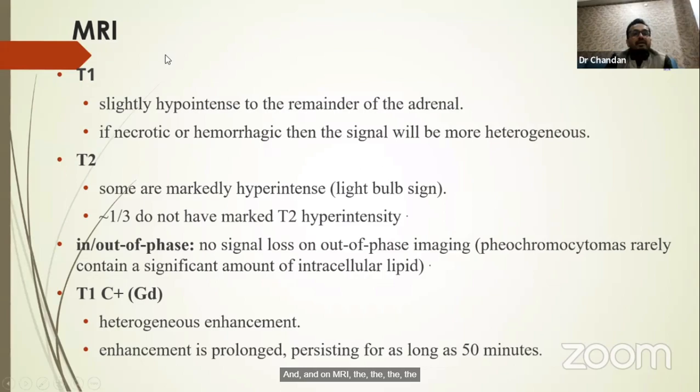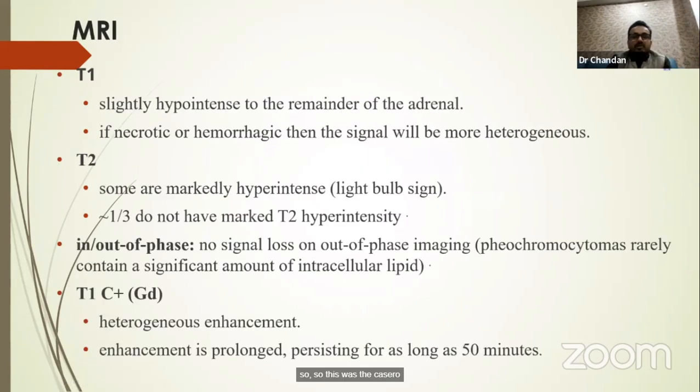And on MRI, the pheochromocytoma appears as a hypointense tumor on T1, and if there is necrosis or hemorrhage, then the signal will be more heterogeneous. On T2 it appears hyperintense, making the light bulb sign, and one third of the cases don't have marked T2 hyperintensity. On in-phase and out-of-phase imaging, there is no signal loss, as pheochromocytoma rarely contains a significant amount of intracellular fluid. On T1 contrast, the heterogeneous enhancement is prolonged, persisting for as long as 15 minutes.